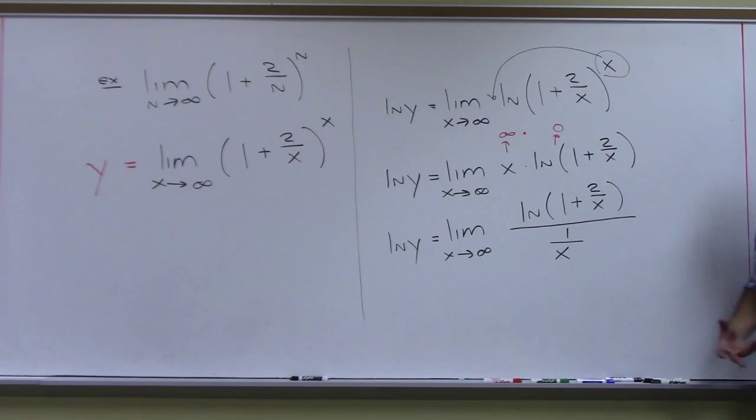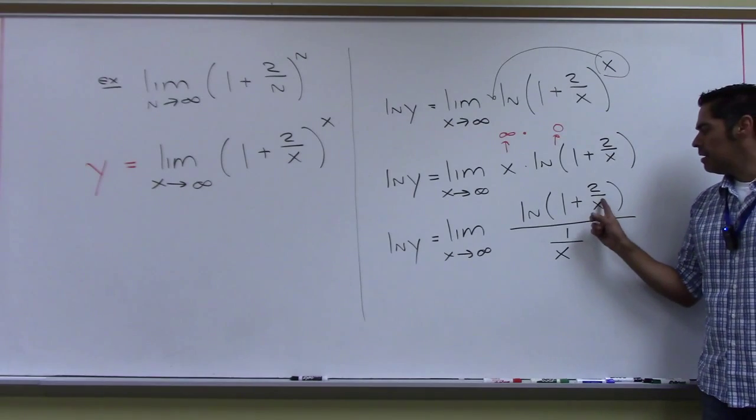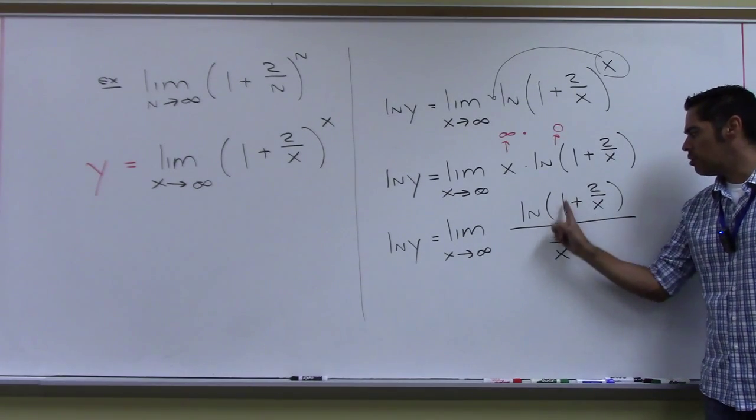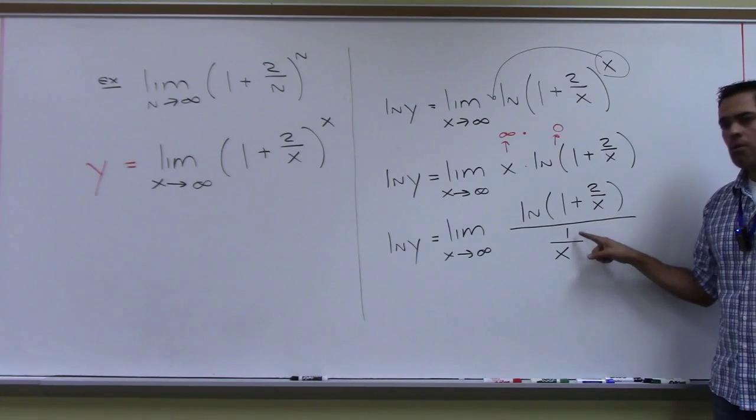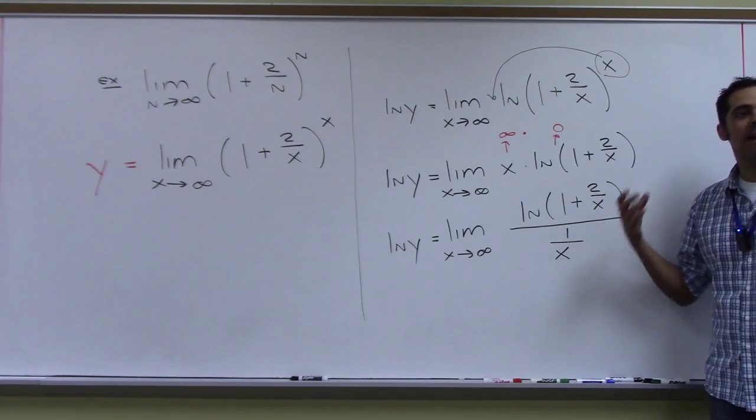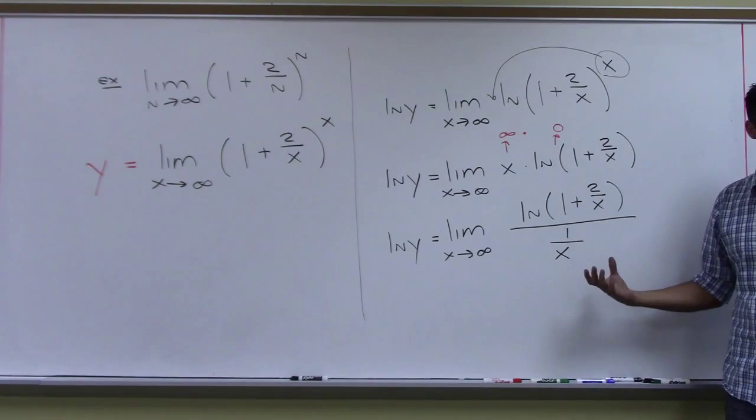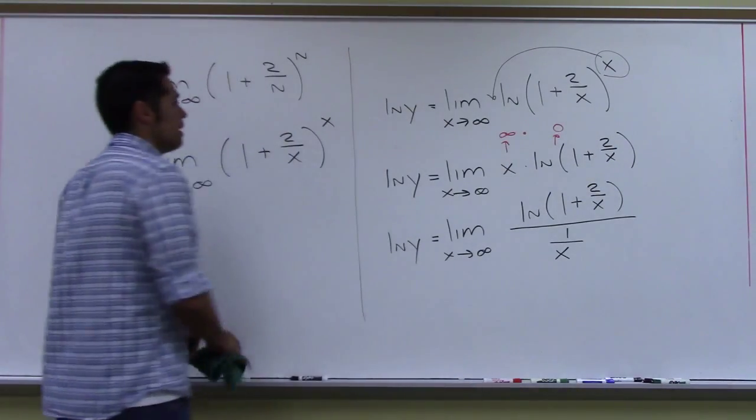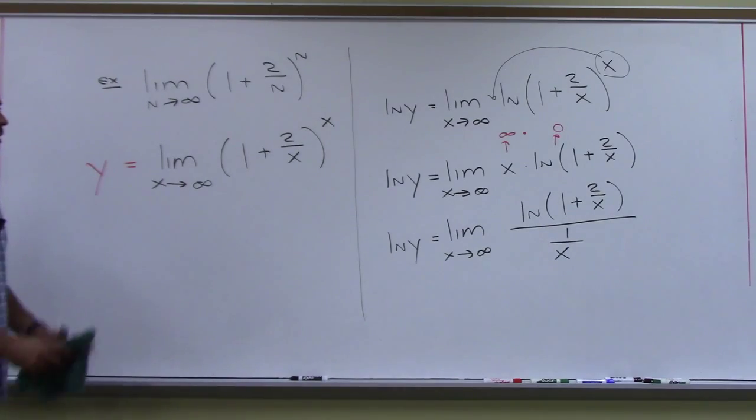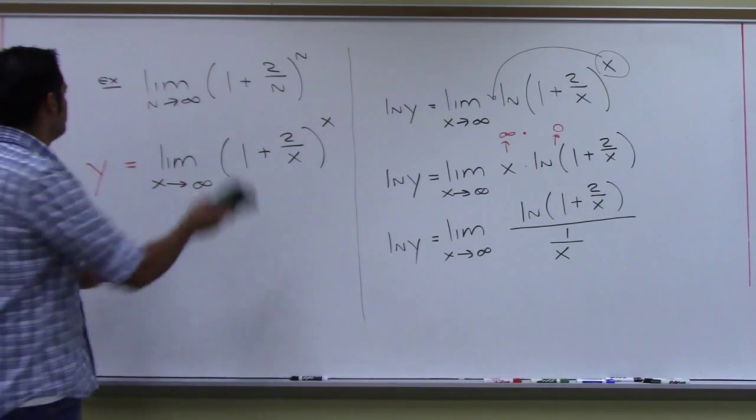And then you play the same game. What happens as x goes to infinity? We already know that this is going to turn into a 1, we already know the natural log of 1 is going to be 0. Then 1 over infinity, that gets close to 0. Now we finally have 0 over 0. So there's a lot going on here, right? Now we can use L'Hopital.